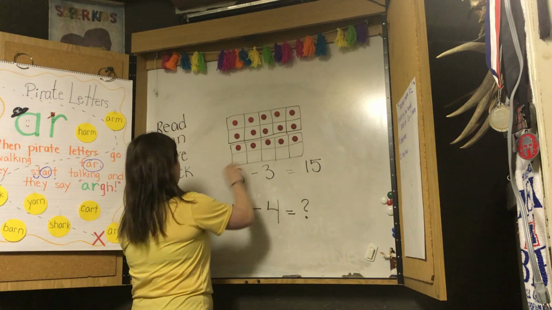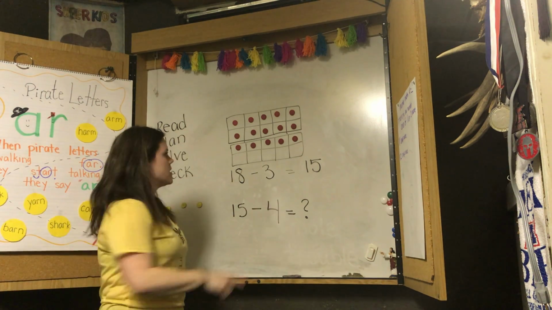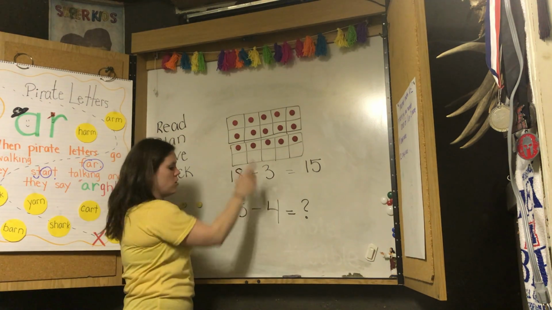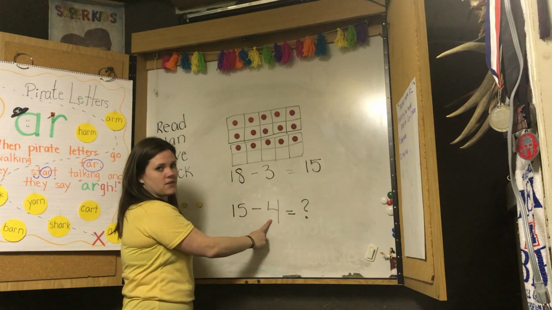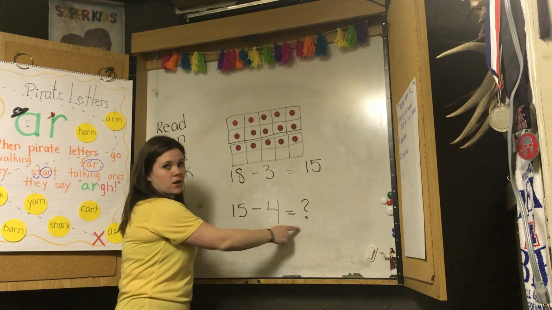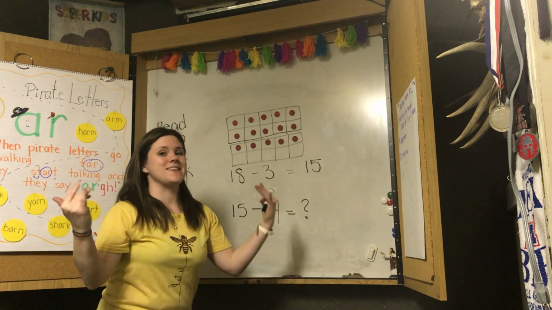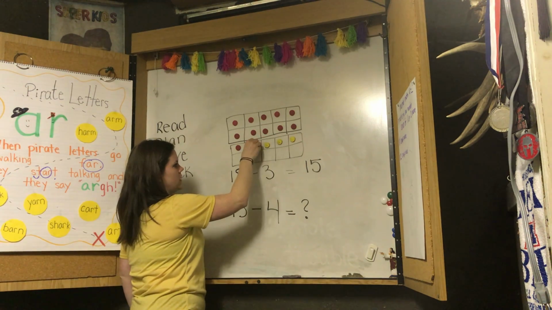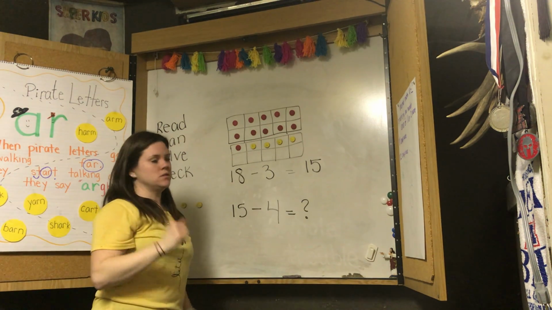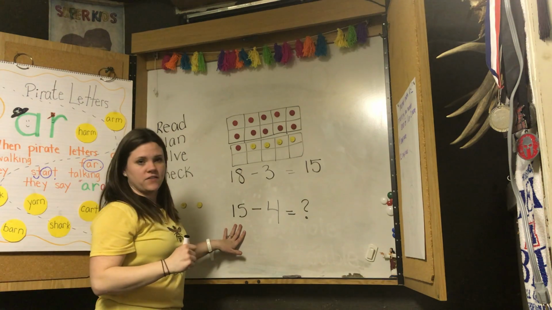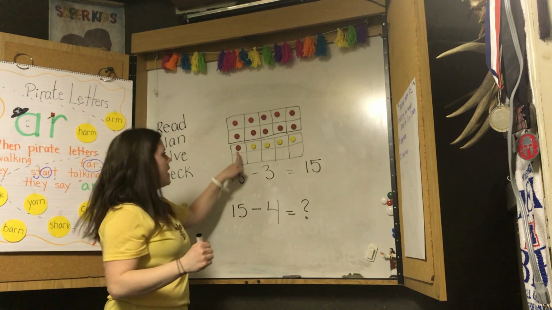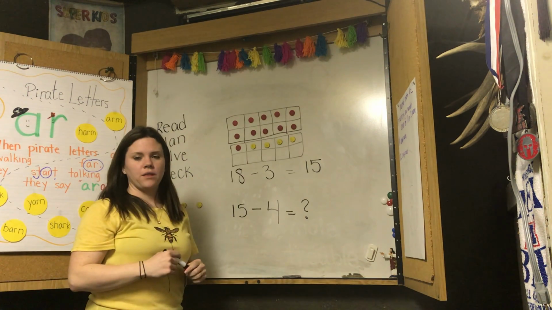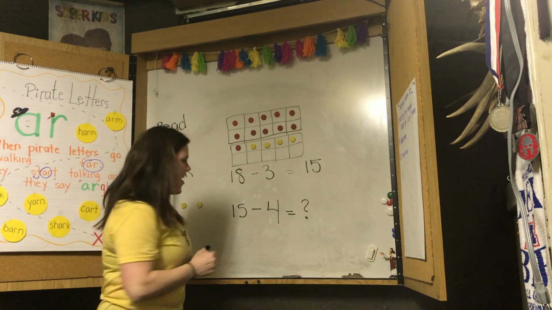Well, I can get rid of this, right? I don't want to confuse anybody. So now my equation is 15, there's my whole. Here's my part that I'm going to take away now to find my missing part, to find how many Dave is left with now. 1, 2, 3, 4. If he had 15 and he gave 4 away, now how many is he left with? 11.